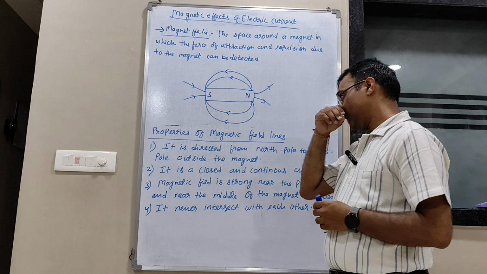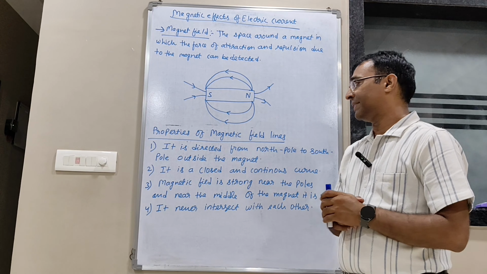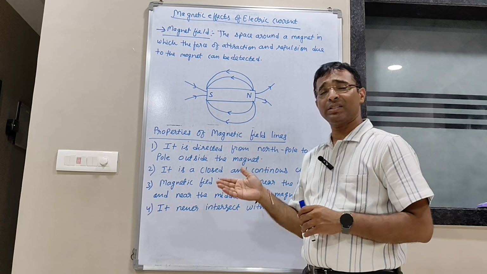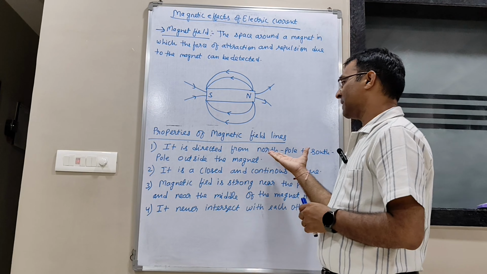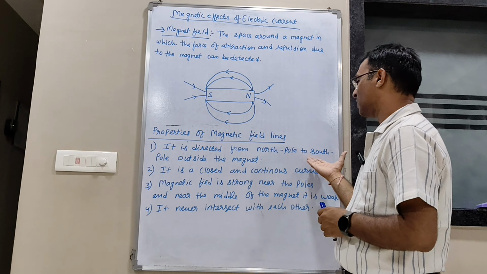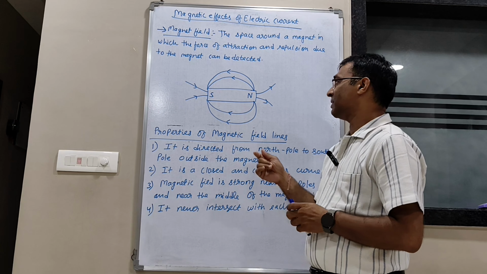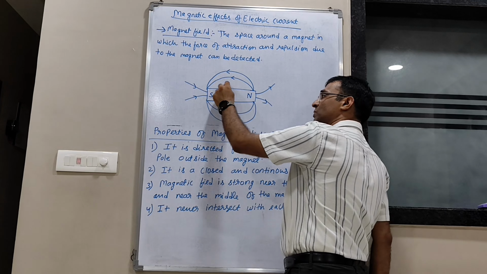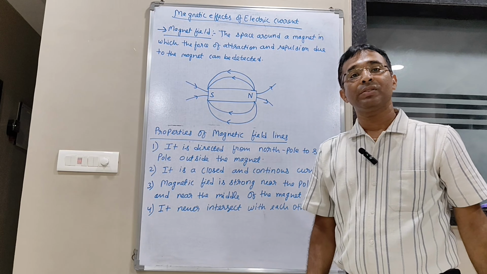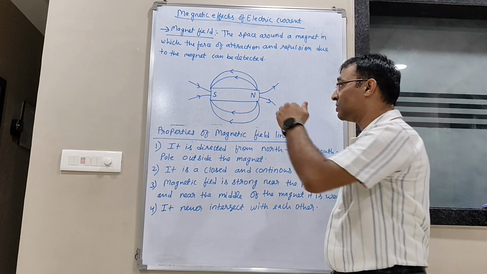Now let's try to understand the properties of a magnetic field. Below are some of the properties which are important. First, it is directed from the north pole to the south pole outside the magnet. As you can see, magnetic field lines start from the north pole and end towards the south pole outside the magnet.